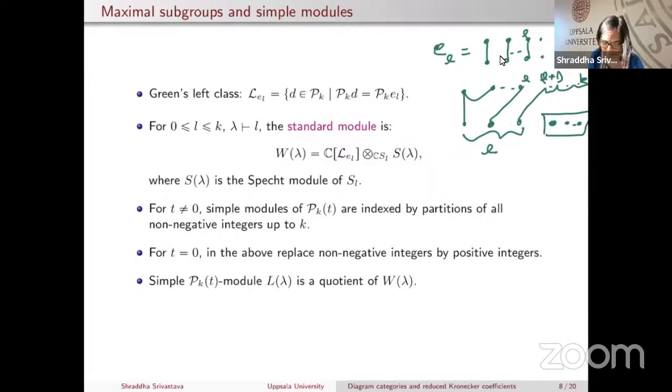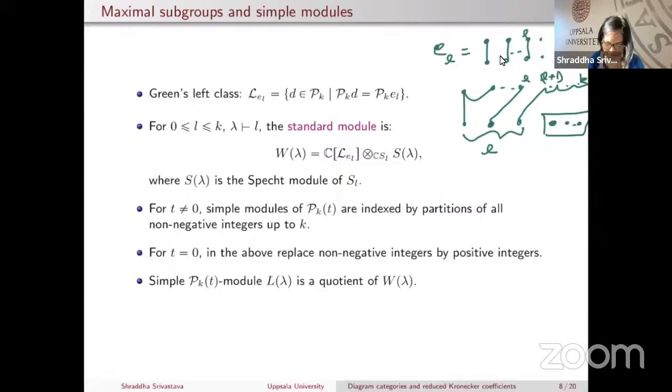So the symmetric group S_L is going to act here by permuting these things, and the partition monoid acts on the top as we multiply the diagram. What Paul Martin did is construct a bilinear form on these standard modules, and the simple modules are basically W lambda modulo the radical of the bilinear form.